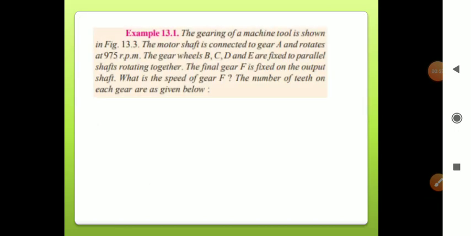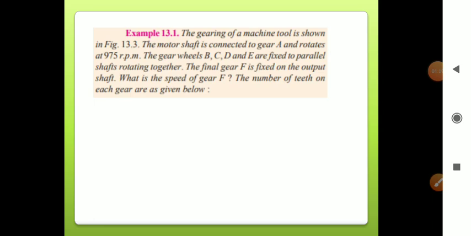So see here, this was example number 13.1. The gearing of a machine tool is shown in figure 13.3. The motor shaft is connected to gear A and rotates at 975 rpm. The gear wheels B, C, D and E are fixed to parallel shafts rotating together. The final gear F is fixed on the output shaft. What is the speed of the gear F?